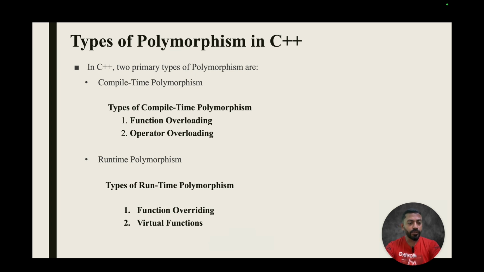Compile time polymorphism is also called early binding, and runtime polymorphism is called late binding. In compile time polymorphism, early binding happens, which means all the function definitions will be bound together during compile time. So if anything goes wrong during compile time, it will throw an error. There are two kinds of implementation in compile time polymorphism. The first one is function overloading, and the second one is operator overloading.